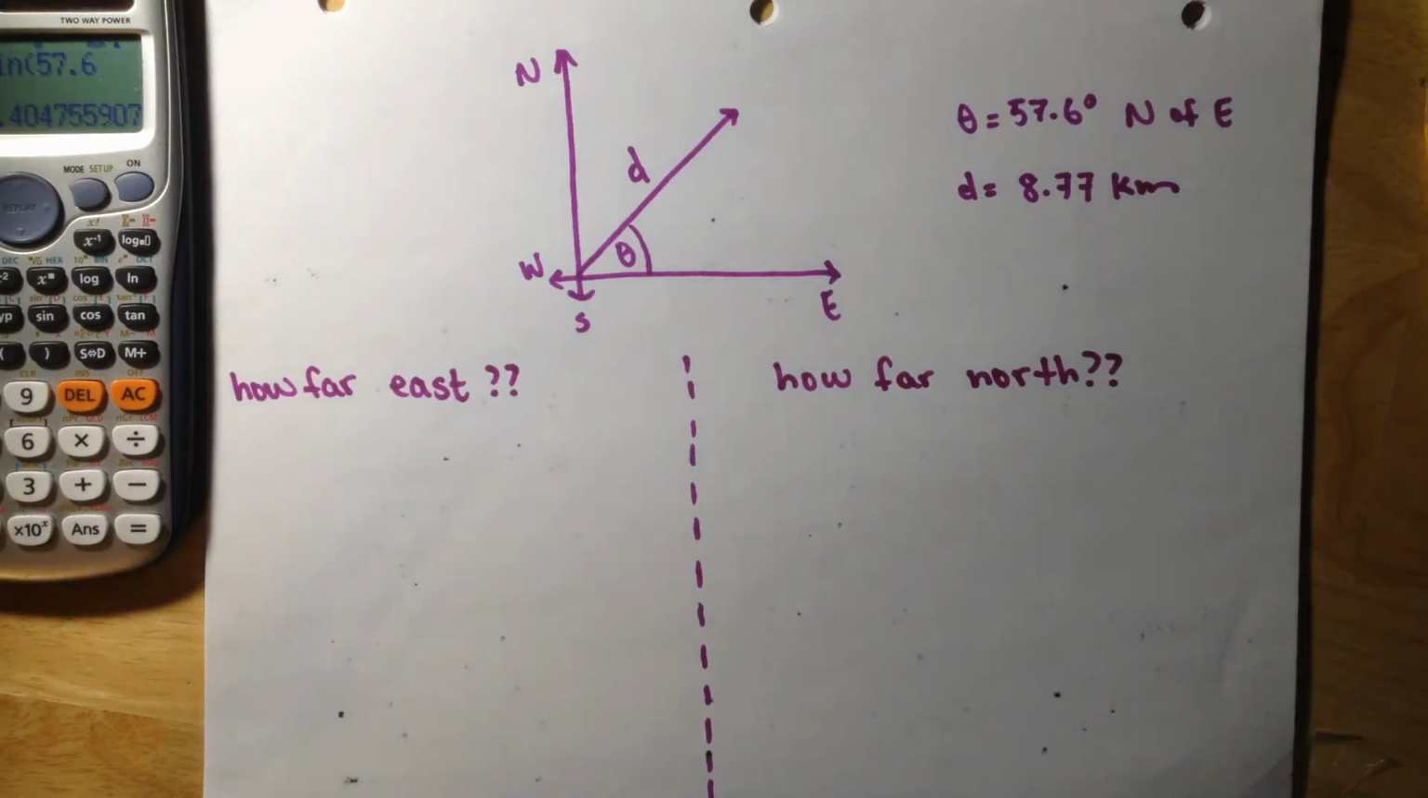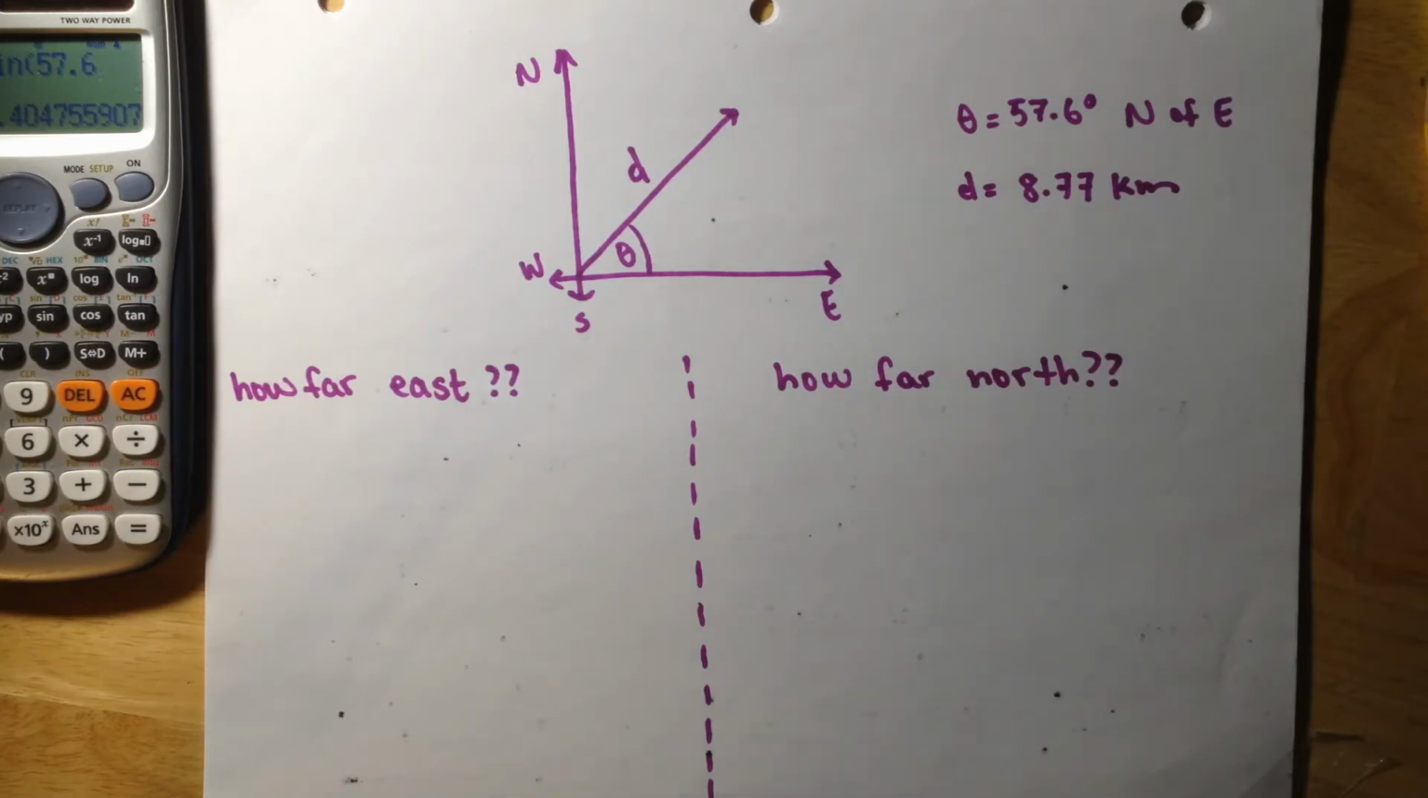So we have a review SOH CAH TOA problem here, but in a real world scenario. Suppose you travel a distance of d equals 8.77 kilometers and at an angle of theta equals 57.6 degrees north of east. How far east did you travel and how far north did you travel?